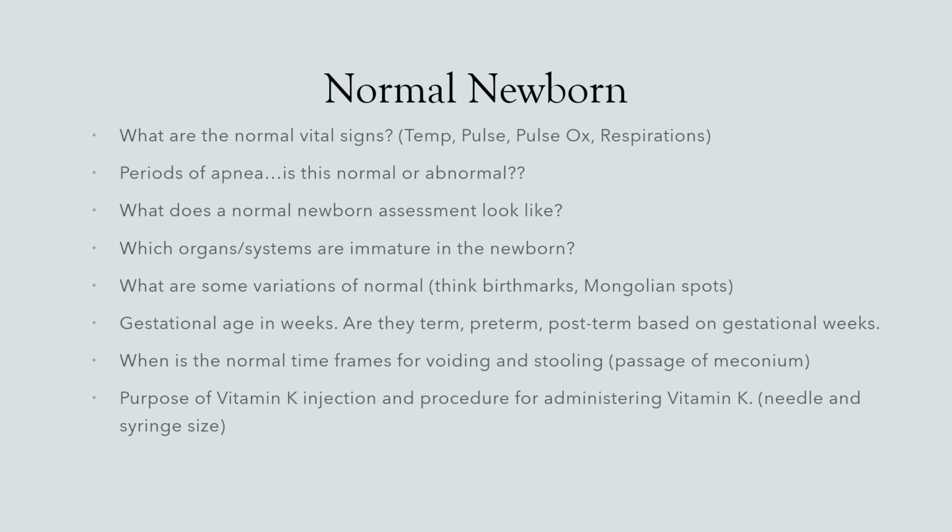What would you expect to see as far as position, skin, tone, head assessment, fontanelles? Which organ systems are immature in the newborn? What are some variations of normal? So think about birthmarks, Mongolian spots. These can be normal in some babies.